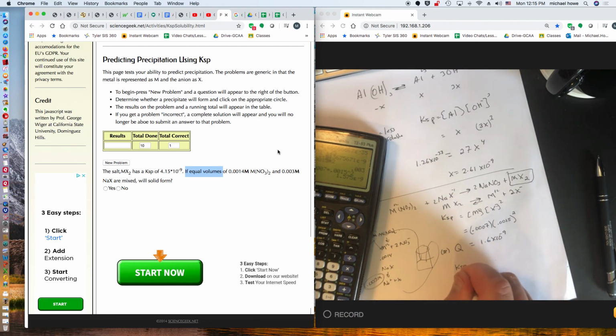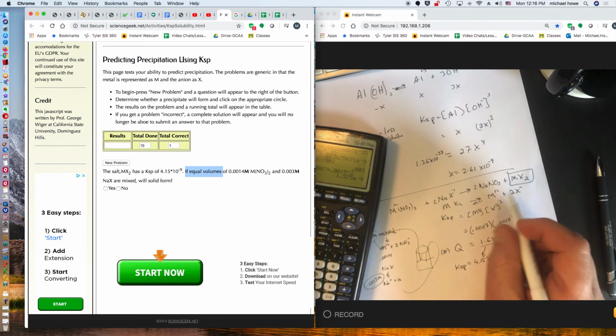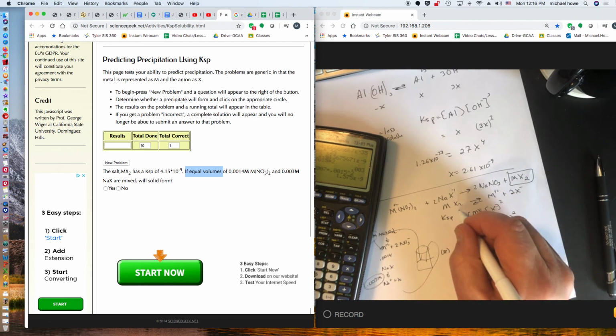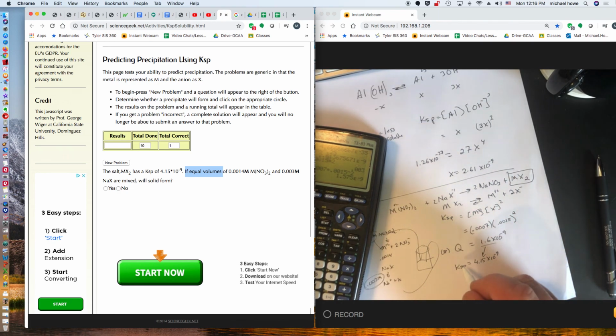In the problem, it tells us that the KSP, the real known KSP, is 4.15 times 10 to the negative 9th. So it turns out then that this number is still smaller than that. So I have not hit my maximum product yet. So that means this equilibrium could go to the right because Q is too small. Remember, if Q is too small, I need to make more product. If Q is too big, I need to make more reactant. So Q is too small here, so it should go to the right to hit our maximum solubility.